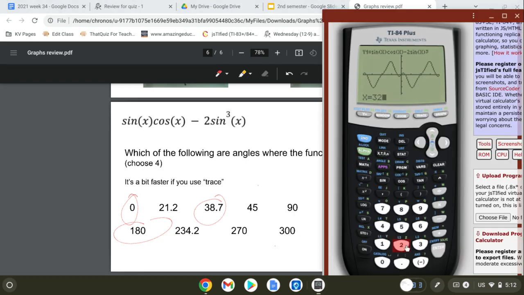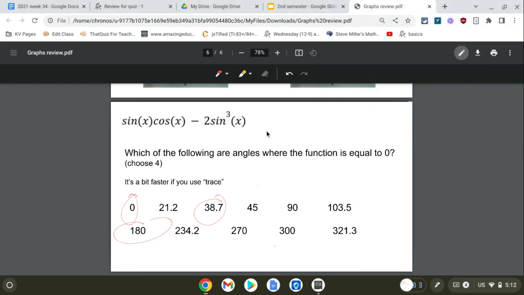So if you do 321.3, it's going to give you that E business again. All right, and that's going to be the 4th place where this function is equal to 0.